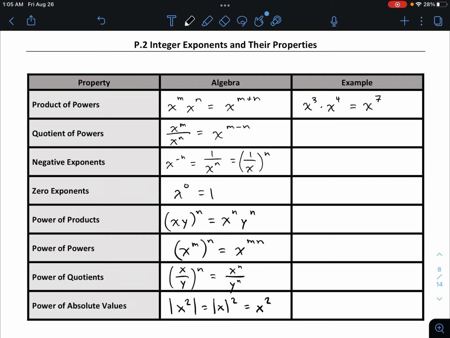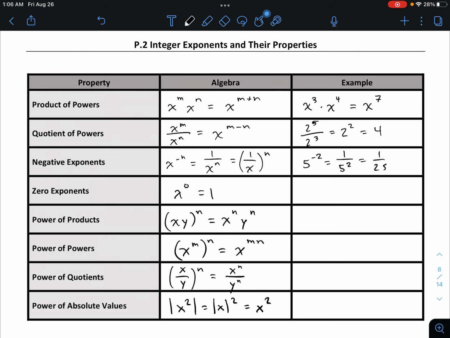All right, so you've got a lot of different options here. I'm going to stick with variables a lot of times, but you can use numbers too if you want. I'm going to do something like 2 to the 5th over 2 to the 3rd. I have to subtract, so that's 5 minus 3 is 2, so 2 squared, which would be 4. Negative exponents, so if I have something like 5 to the negative second power, this would be like 1 over 5 squared, which we know is 1 over 25.